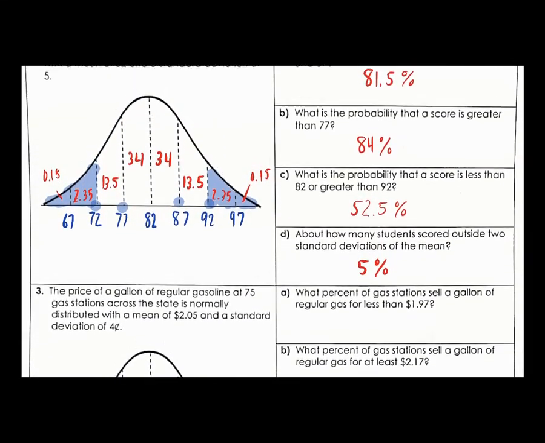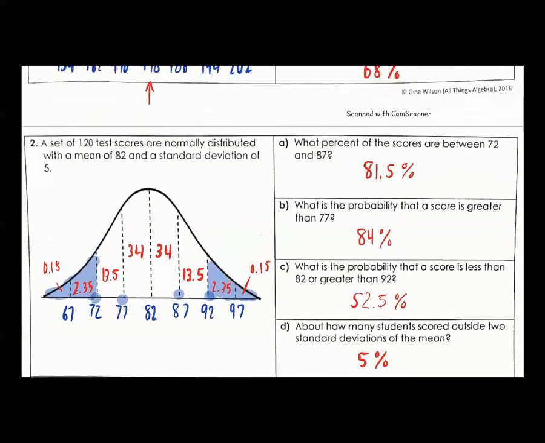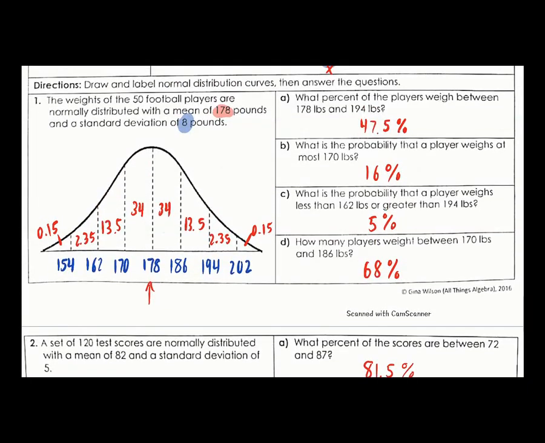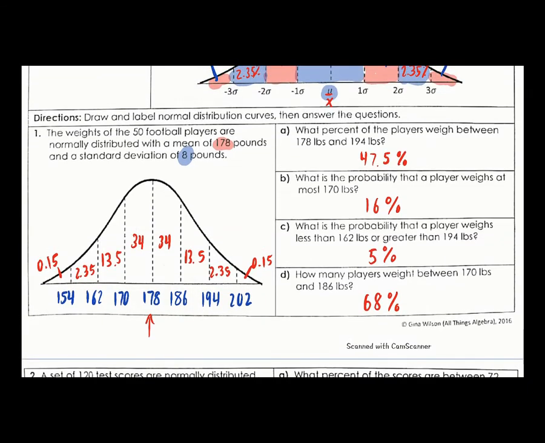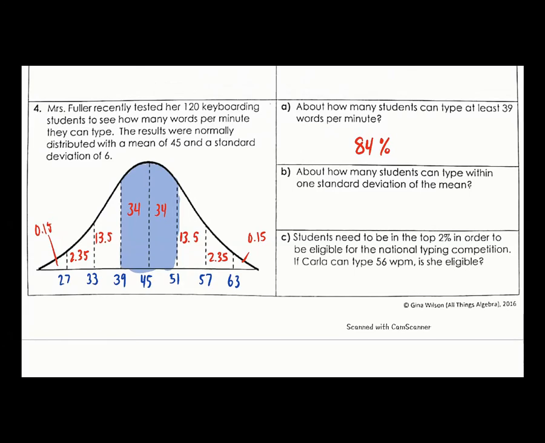In fact, I need to go up here and talk about D on this problem as well. Number 2. I need to do it on number 1 as well. Let me change my instruction just a little bit. It says on A, about how many students can type at least 39 words per minute. Well, it is 84%, but it's 84% of what? It's 84% of 120 students.